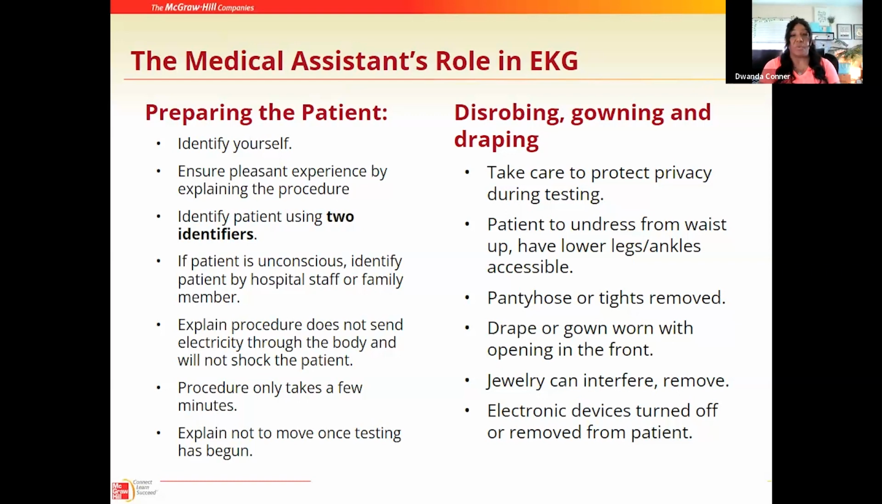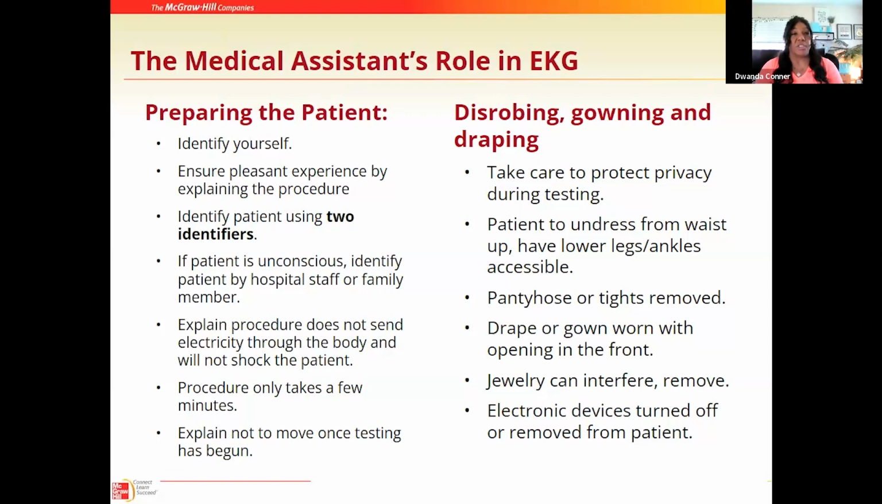Now with this, the patient will only have to undress from the waist up, but we do need to have the lower legs accessible. So if they have socks on, we wouldn't have to remove them. We could just roll them down. Now, if they're wearing pantyhose or if they're wearing tights, then yes, those would need to be removed. The drape that we provide the patient with, or the gown, the opening is going to be in the front so that we have accessibility to the patient's chest.